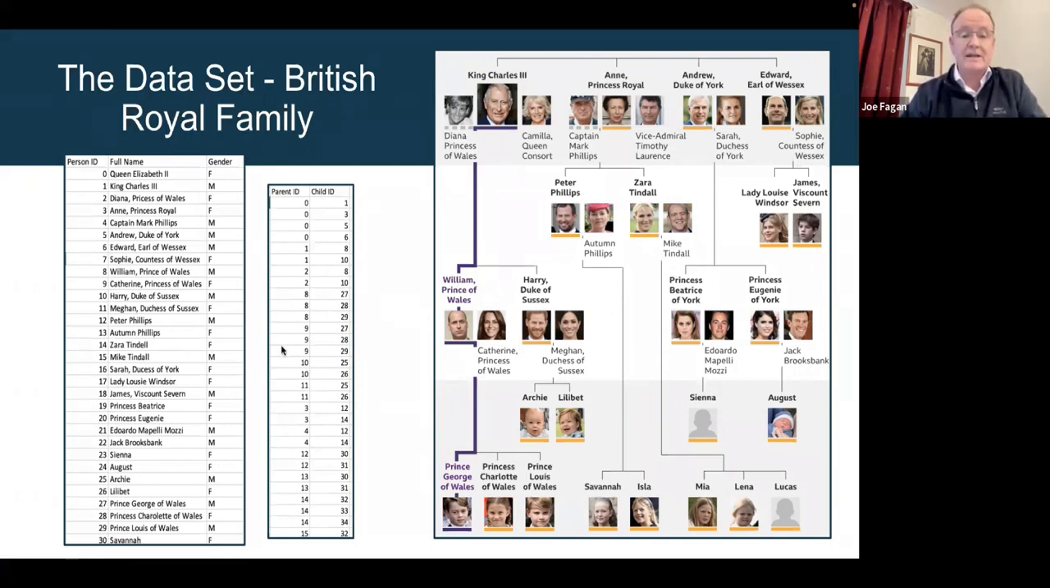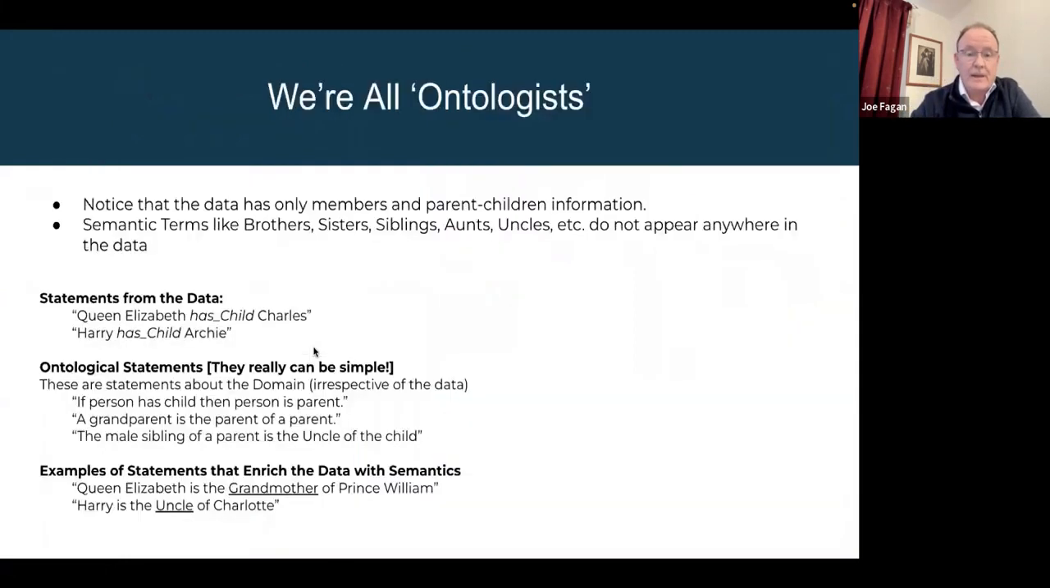So we're going to take this data set, map it into a knowledge graph, and see not just what's in the data, but all sorts of other things that we can add to the ontology. So let's revise what we're going to do here. These are statements from the data. Queen Elizabeth has child Charles. In knowledge graphs, we use RDF, so everything is stored as a triple. RDF more or less encompasses the claim that any fact about the world can be stored in the format subject, predicate, object. And this is indeed how the data is stored.